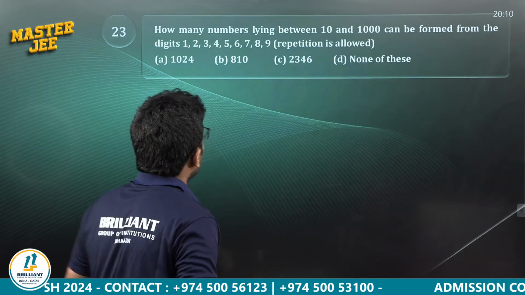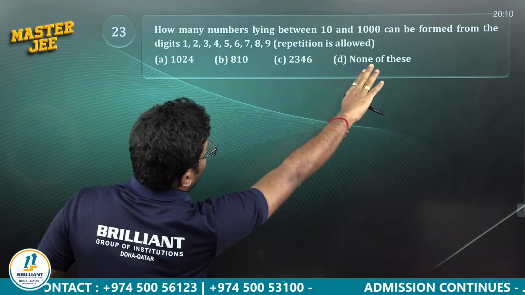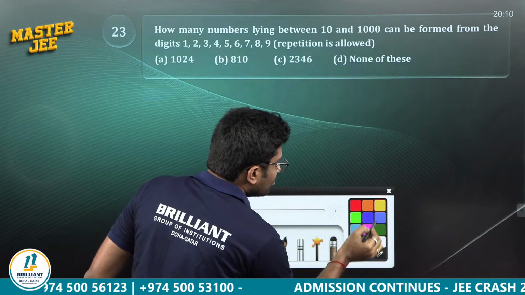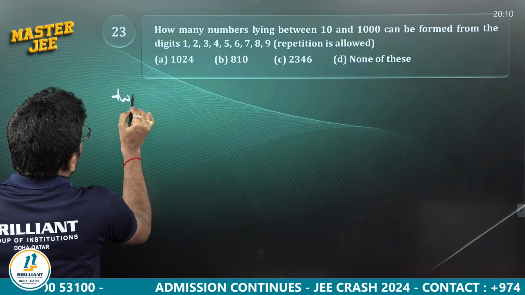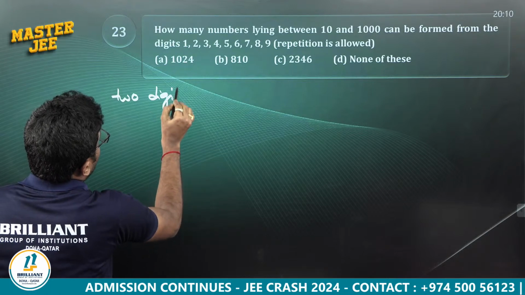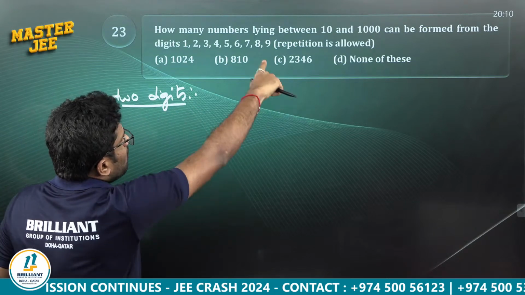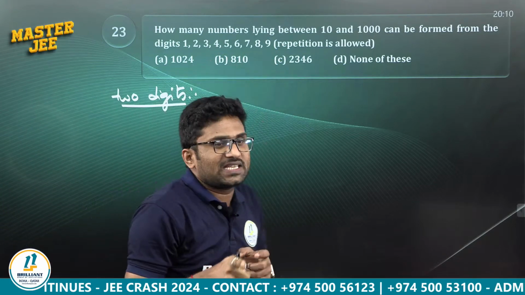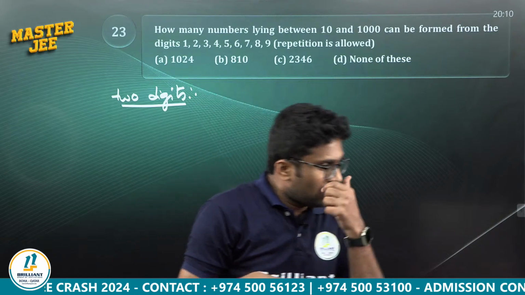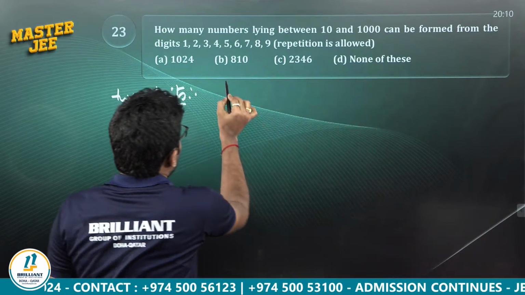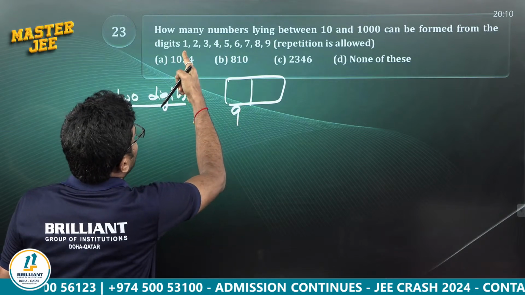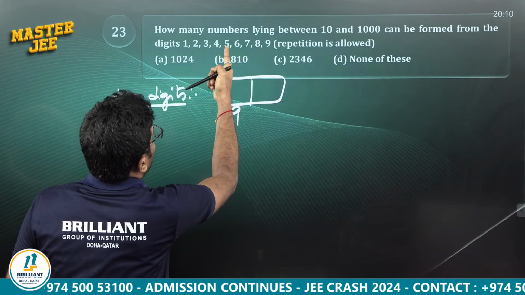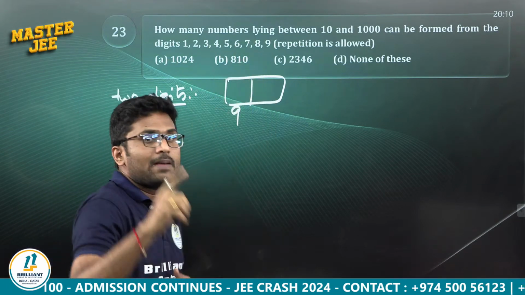Now you see, guys, what happens. How many numbers lying between 10 and 1000? Let's go with the 2-digit numbers first. How many 2-digit numbers can be formed by using 1, 2, 3, 4, 5, 6, 7, 8, 9 when repetition is allowed? This particular place can be filled by either 1 or 2 or 3 or 4 or 5 or 6 or 7 or 8 or 9, in 9 ways.